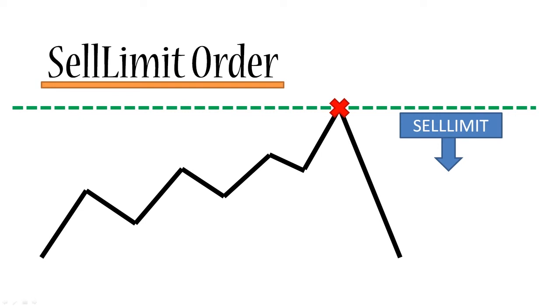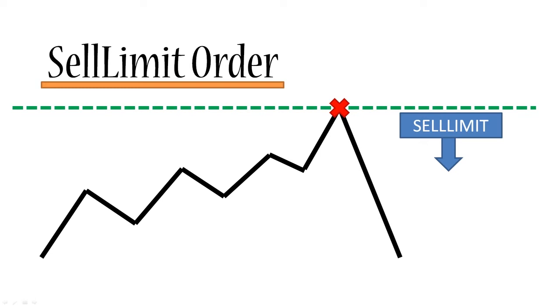So in this case, even if the market price crosses your sell limit order, it will still be triggered as a sell order. So there's always the risk that the market will trigger your sell limit order, turn it into a sell order, and then keep going upwards. That can also happen, and your sell limit order will be triggered and you will be in the market. And that's why you should still use stop loss and take profits with your limit and stop orders.